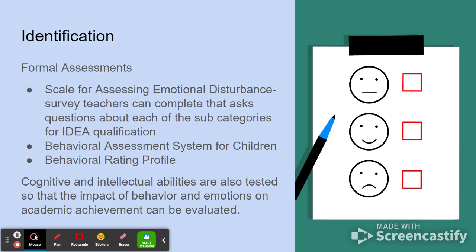As far as identification, you're going to go through a very similar process as you would with any other disability. You're going to create an intervention and do an RTI, and if that response isn't effective, then take it to the next level. Then you, as an educator, will likely be doing a professional assessment. The one they suggested is most often used is the Scale for Assessing Emotional Disturbance, where you'll be quickly answering questions that fit in the subcategories of IDEA for the criteria for qualification. It's also important to test the cognitive and intellectual abilities of these students so that we can evaluate the impact of their behavioral and emotional issues on their academic achievement.